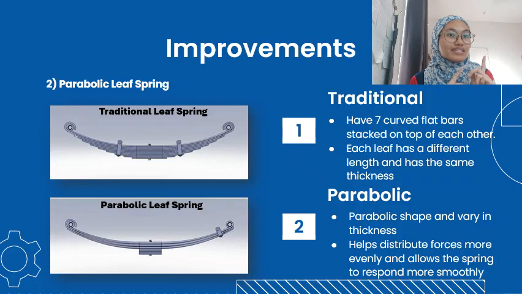And why is parabolic better than traditional? Because the design helps distribute the force more evenly and allows the spring to respond more smoothly under different loads, resulting in better ride comfort and good performance. It also can reduce the number of leaves needed and lower the risk of failure.